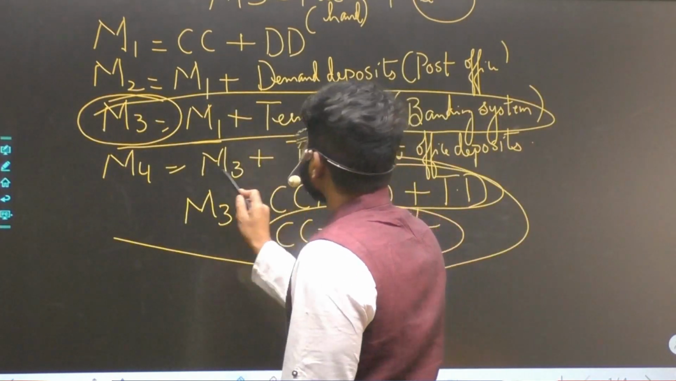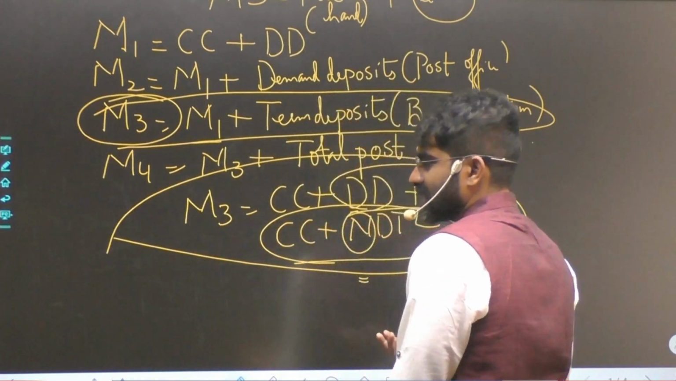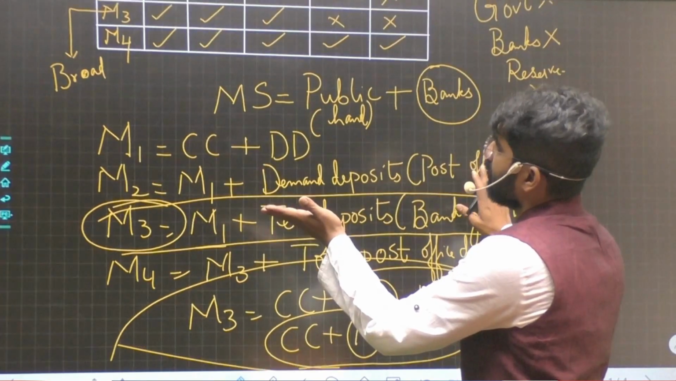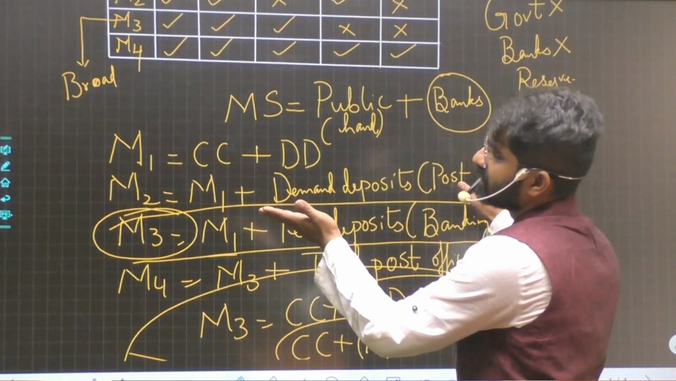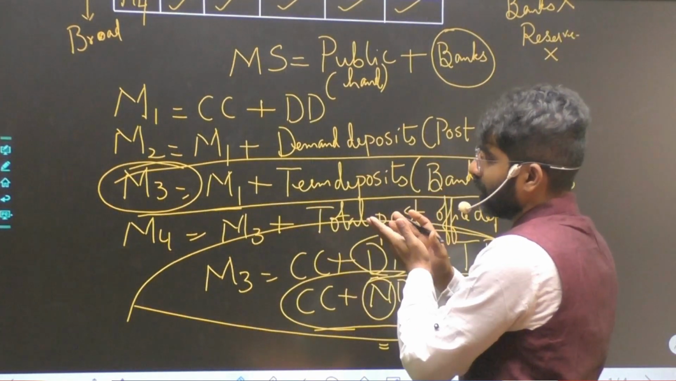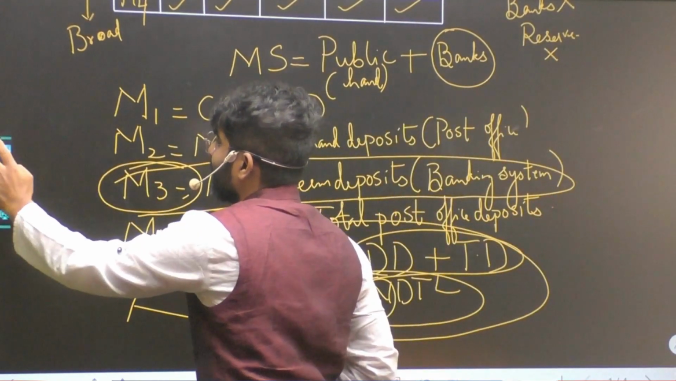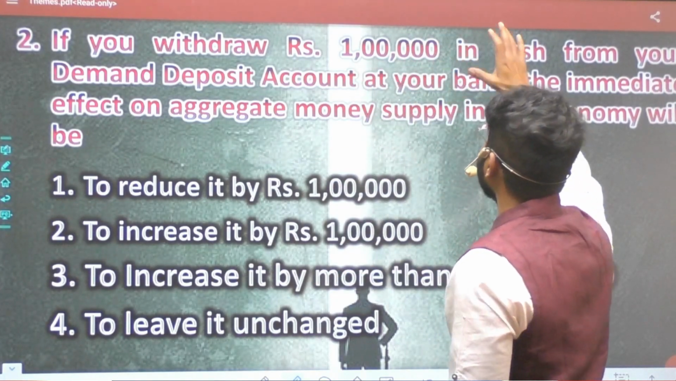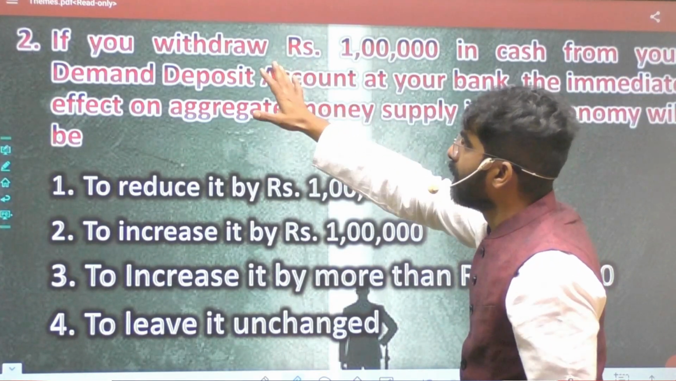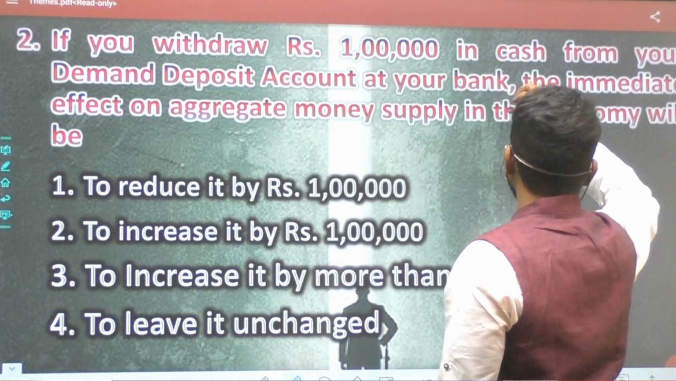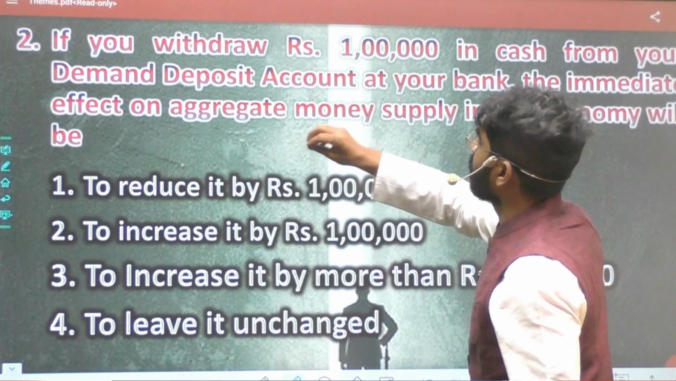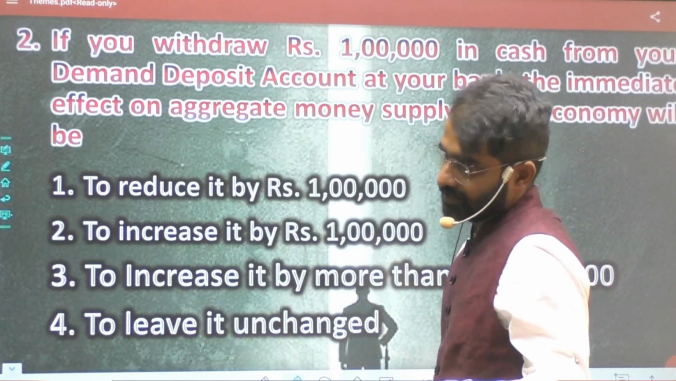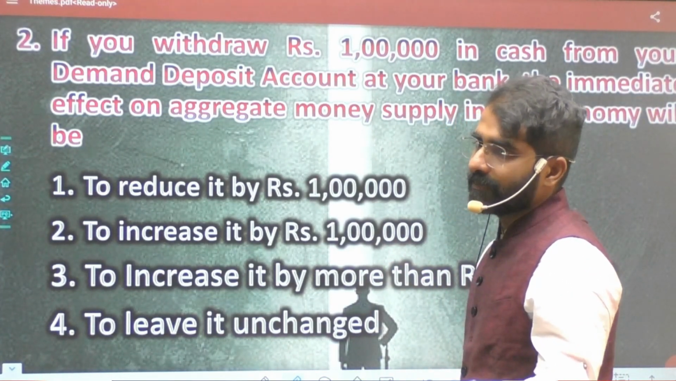Now there are different types of questions asked. One question is, if I remove some 1 lakh rupees from the bank and hold it, what is the immediate effect? The question should be read very properly. If you withdraw rupees 1 lakh in cash from your demand deposit account at your bank, the immediate effect on the aggregate money supply in the economy will be what?